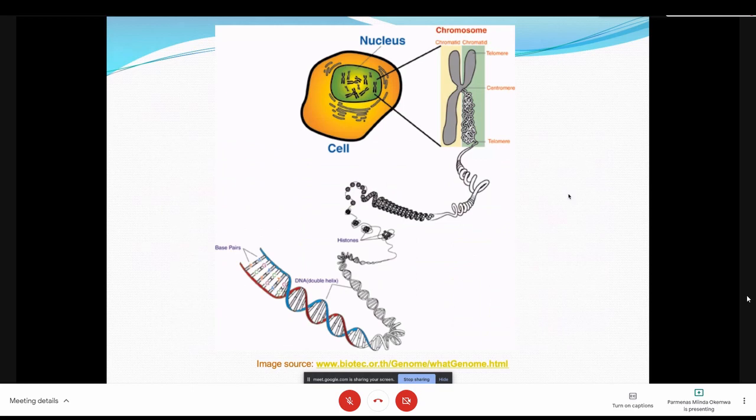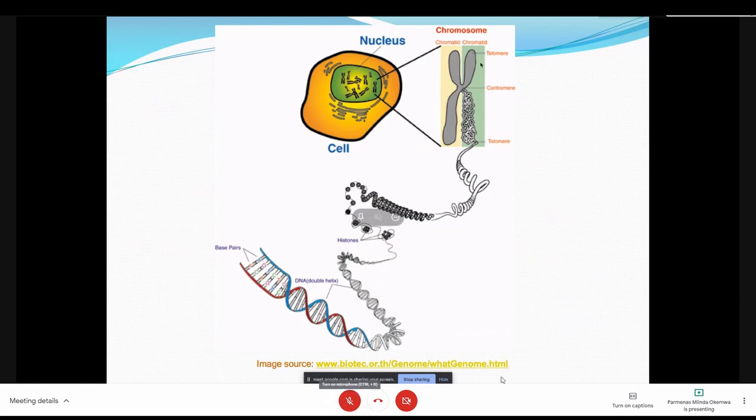And to go deeper into it, as you can see here, this is the cell, that is the nucleus, and that's where the chromosomes are. And if you look at this, I hope all of you are seeing me. Are you seeing this on the screen?